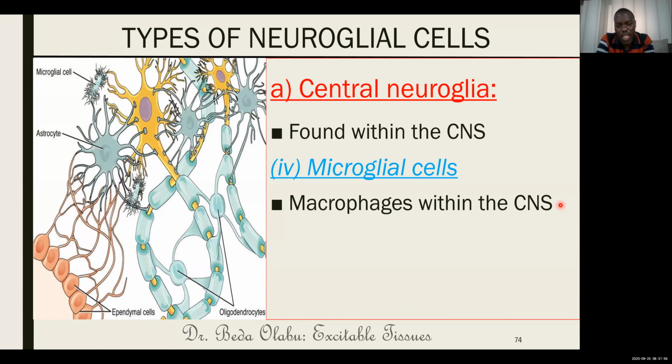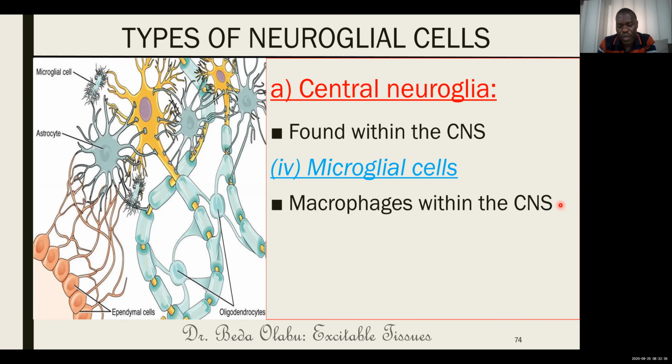I remember giving assignments on naming macrophages on one column and where these macrophages are found on the other column as you match the two columns. So one of the things that should be in your columns is microglial cell on your left-hand side and central nervous system on your right-hand side. I believe you've done the other cells. You've already listed that.